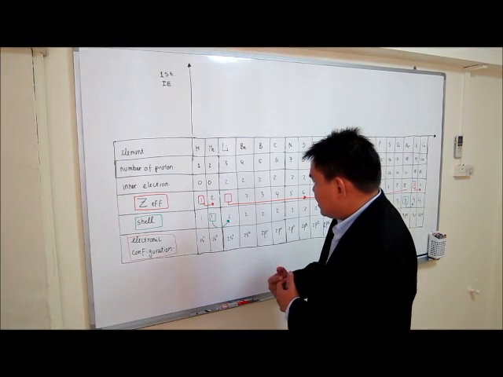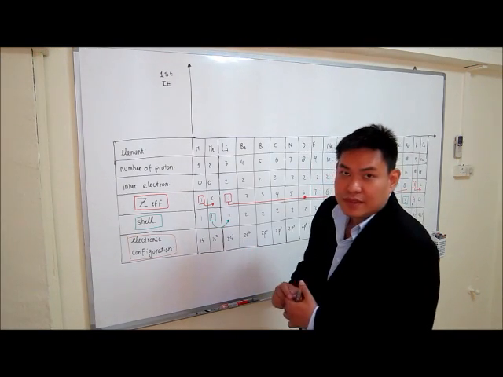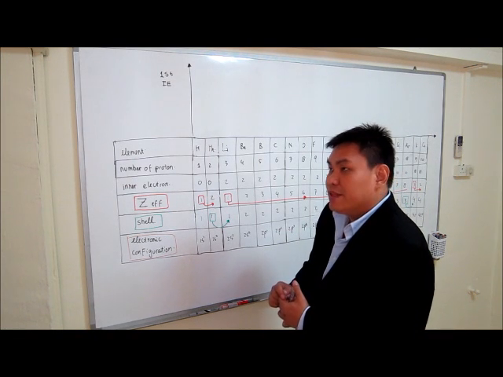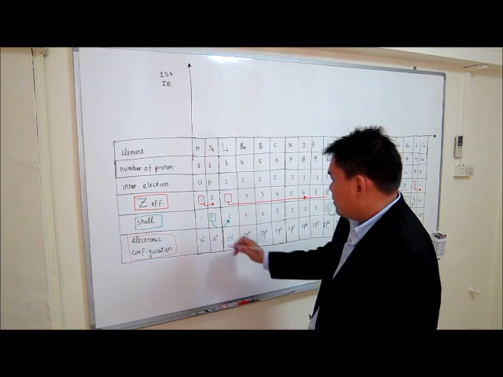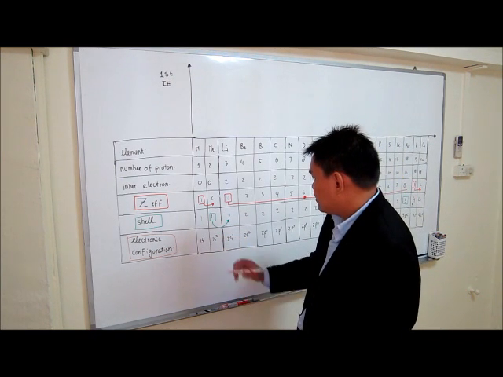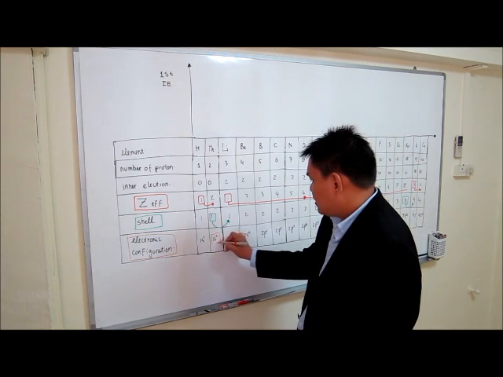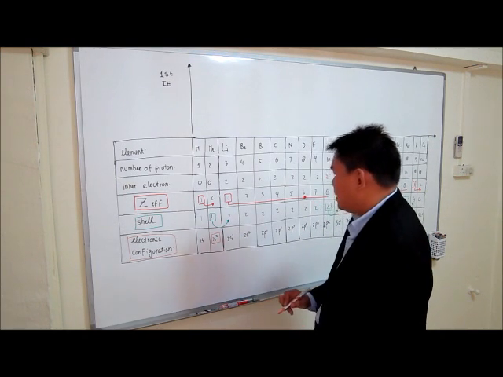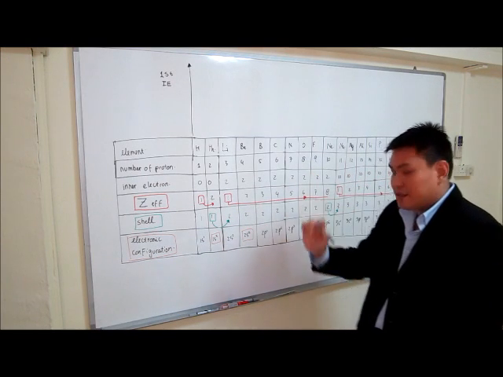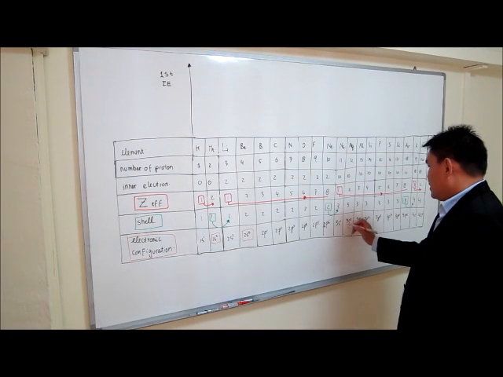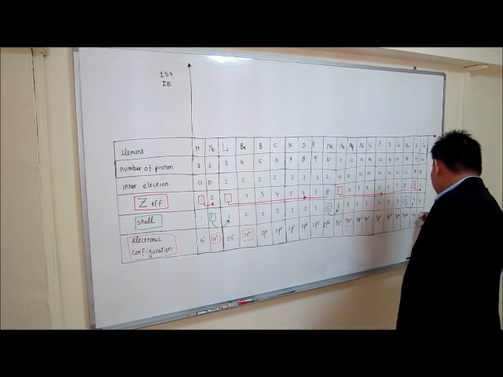Remember, your teacher mentioned that if the p orbital is full or half full, then it will be stable. Same thing for s orbital. So all the s2 orbital will be stable. So we mark with orange color. 3s2 and 4s2 also.